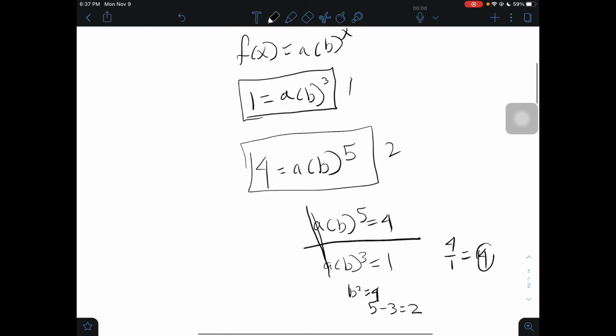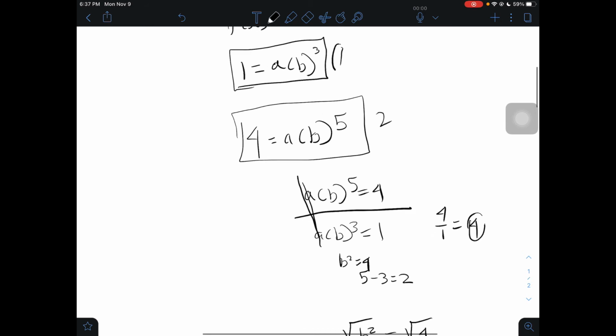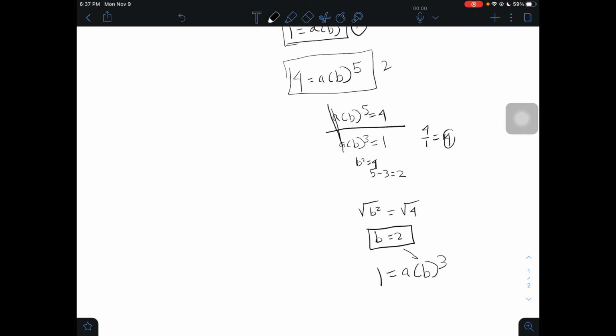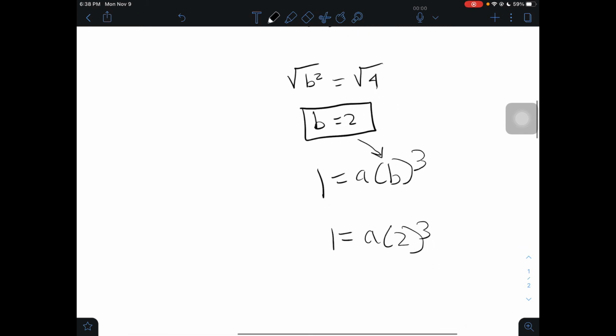And again, we can look back at these two equations. And now that we know b, we sub in our b value and we try to solve for a. I'm going to use equation 1. And equation 1 was just 1 equals a parentheses b to the power of 3. So now we know that b is 2. We're going to substitute b in. So we have 1 equals a parentheses 2 to the power of 3. 2 to the power of 3 is just 2 times 2 times 2, which is just 8. And we have a times 8 equals 1.